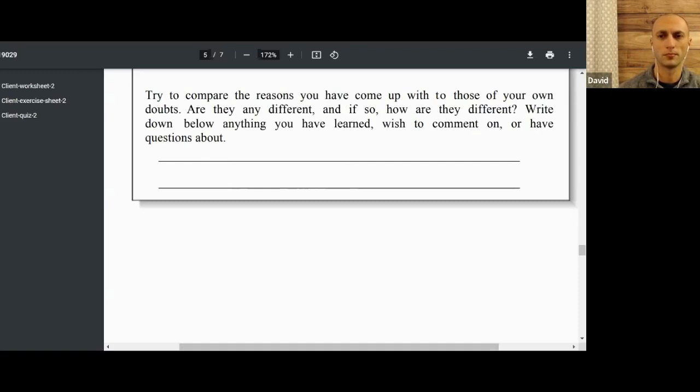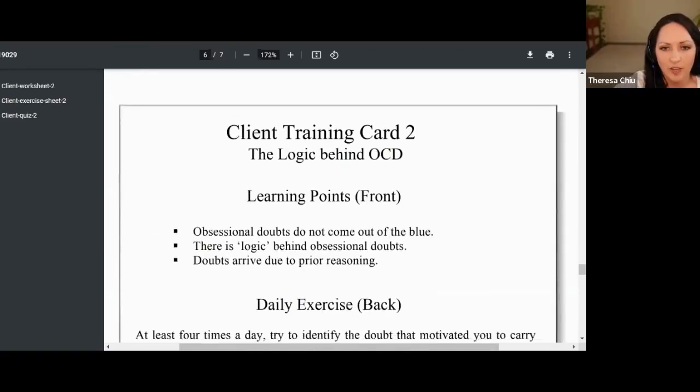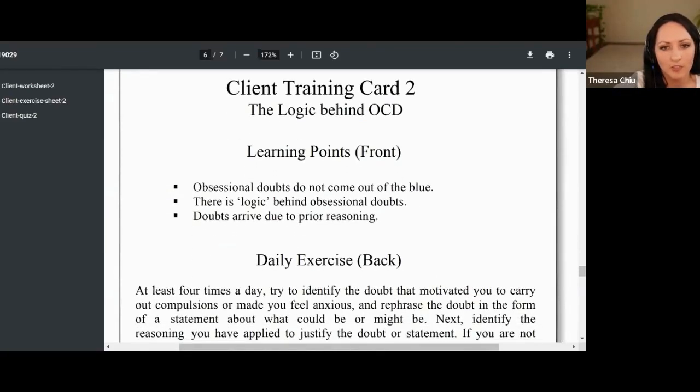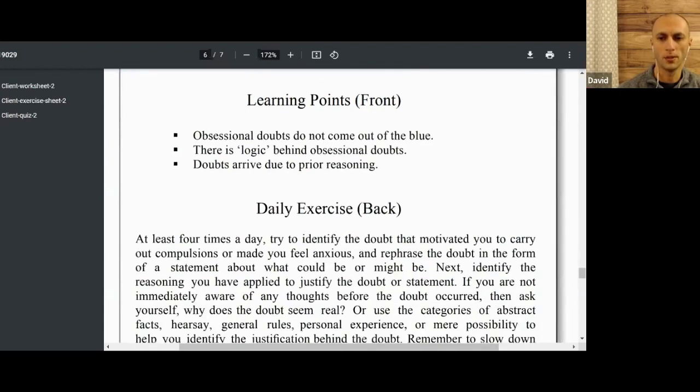Now we're at the end. Learning points. Obsessional doubts don't come out of the blue. We were talking about that. These aren't random. ICBT does not see these as random thoughts. It sees it as these doubts come from a reasoning process. There's logic behind your doubts. Yep, prior reasoning. That makes sense.